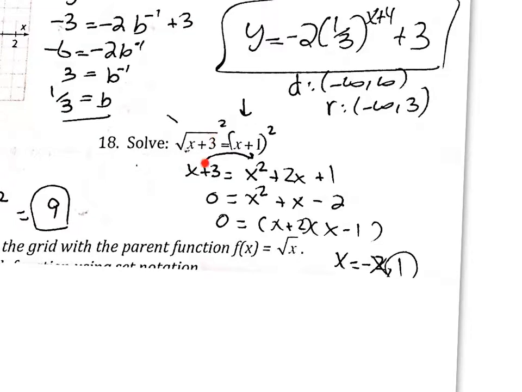18, an equation with a radical in it. You've got to square both sides. If you square the left-hand side, the radical just goes away. That's simple enough. This side, you got to be really careful. Don't forget what you're supposed to do.